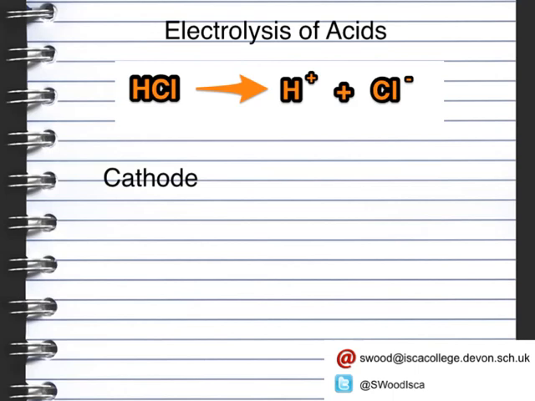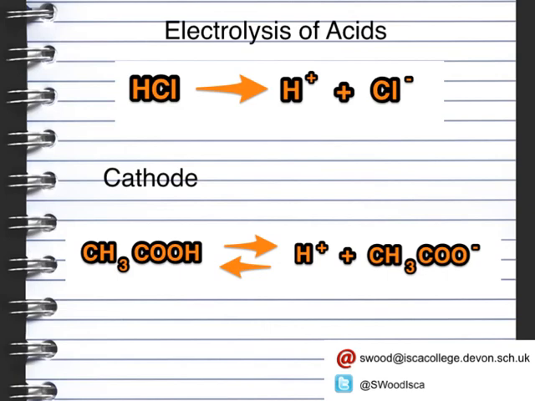Now, if we've got a strong acid, we're obviously going to make the hydrogen gas a lot quicker than if we were to have a weak acid, because there are more hydrogen ions in the strong acid than there are in the weak acid.